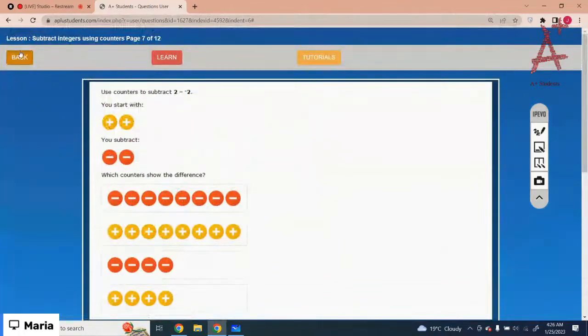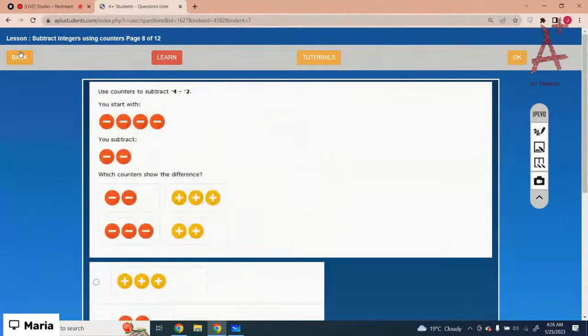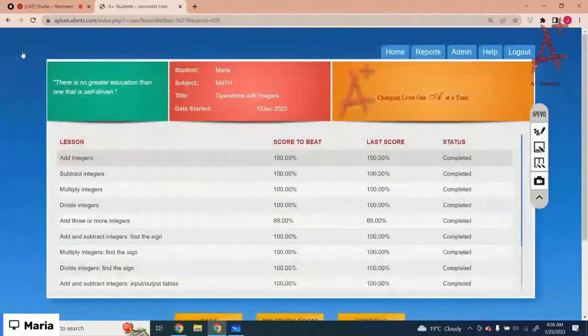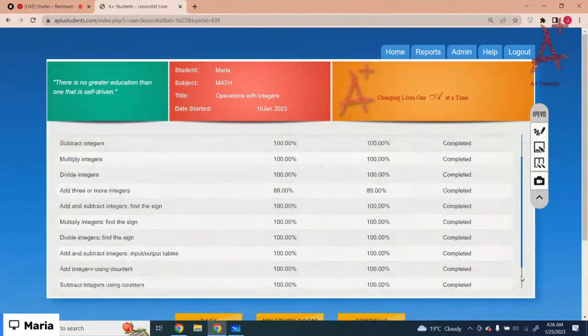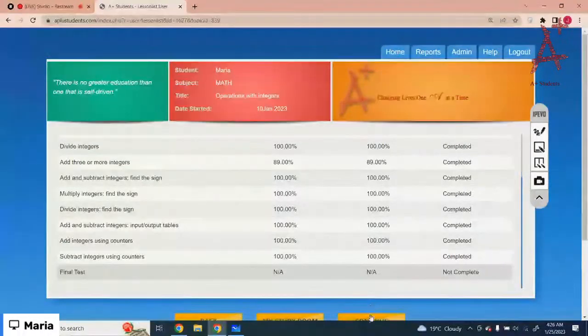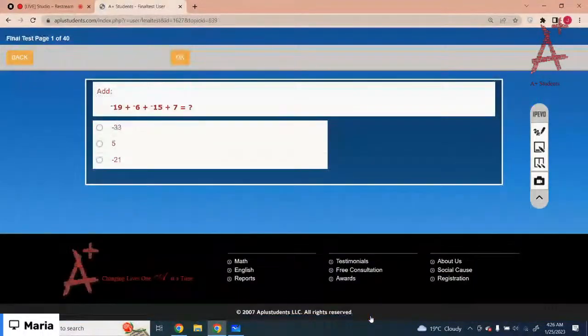Okay, you can complete the test by yourself later today. Let me just move on to the next lesson. Okay, the next one is the final test of the chapter, Operations with integers. We have to do the last final test of the operation with integers. So let's just start with the final test of the chapter. Okay, let's start with the first one.